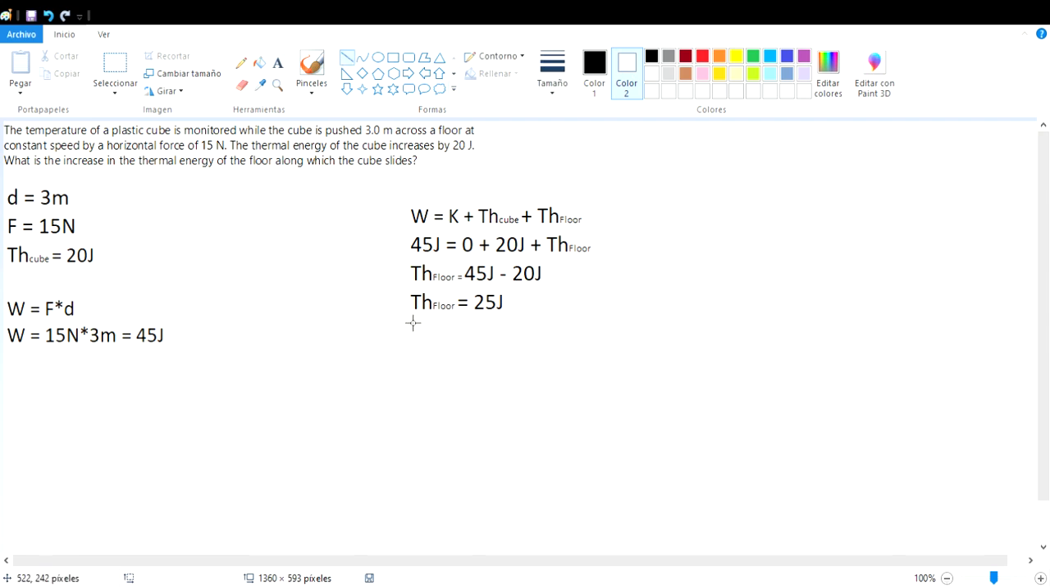And this is the answer to the question. The increase of the thermal energy of the floor along the 3 meters where the cube is pushed is 25 joules.